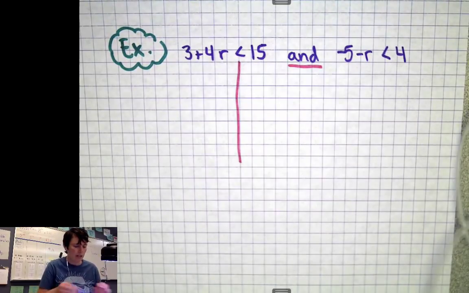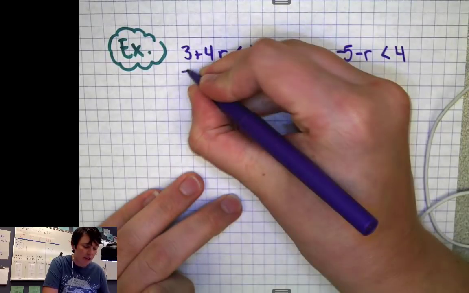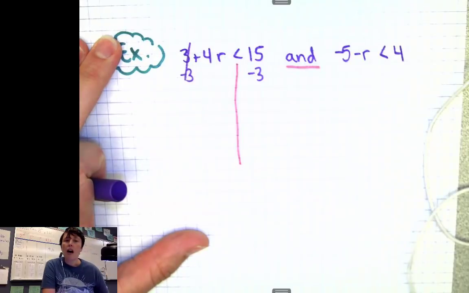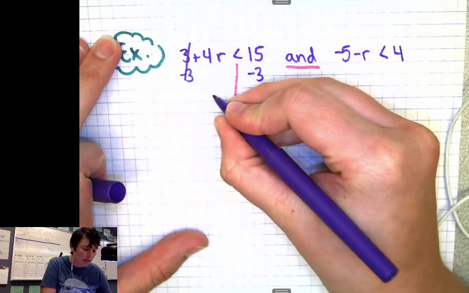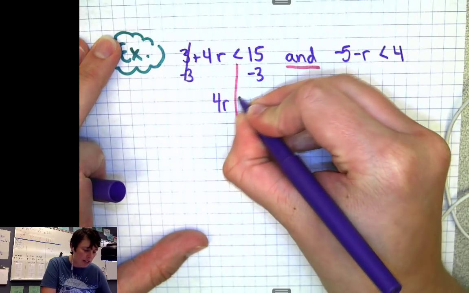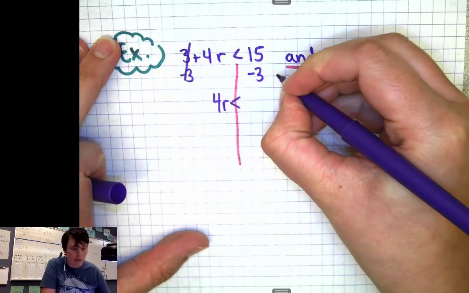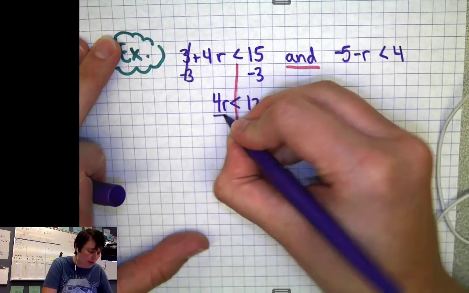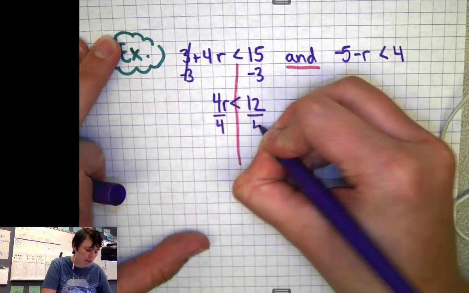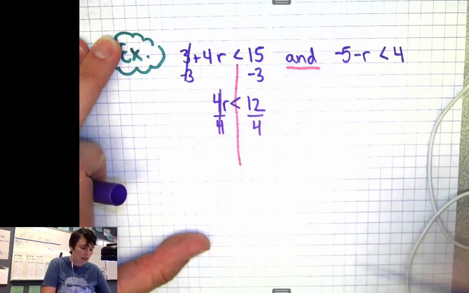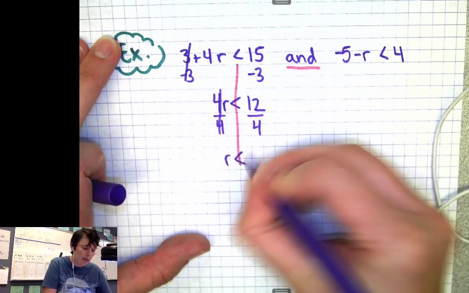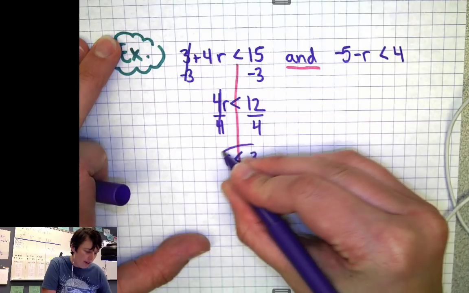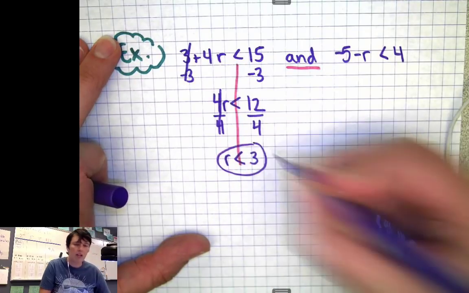Going through my steps here, I'm going to take the 3 away first from both sides. That'll get rid of my 3's. I'm still going to have 4r left over. So 4r is less than 15 take away 3, which would be 12. And then we're almost done. We just got to divide that 4 away. So I'll divide by 4 on both sides to get rid of the 4. And r is going to be less than 12 divided by 4, but 12 divided by 4 is 3. So there's our value. R is less than 3.